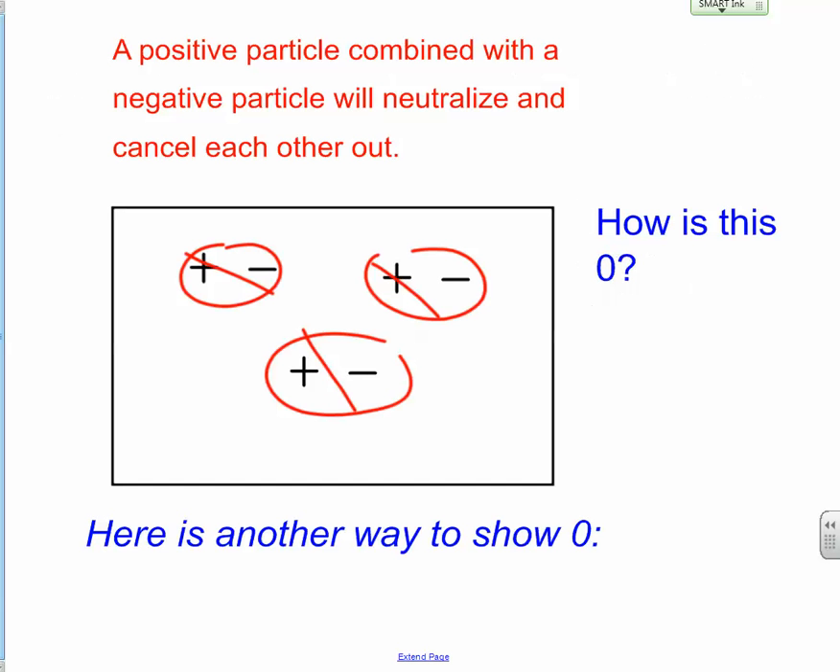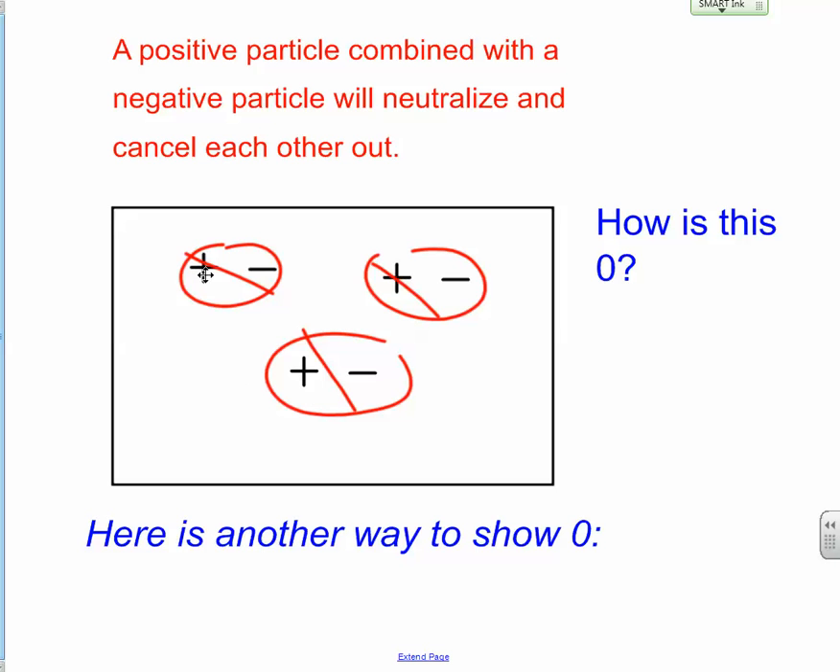Well, if I have a positive particle, like a proton, combined with a negative particle in science, like an electron, they neutralize and cancel each other out. So this would make a neutron because it's got a neutral charge. So how is this equal to 0? Well, a positive and negative is like a 0, and that's a 0, and that's a 0, and 3 zeros is equal to 0.